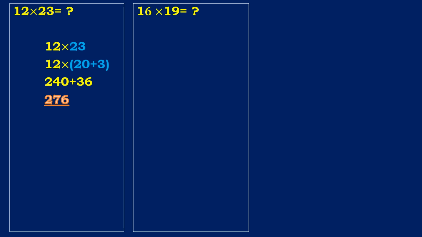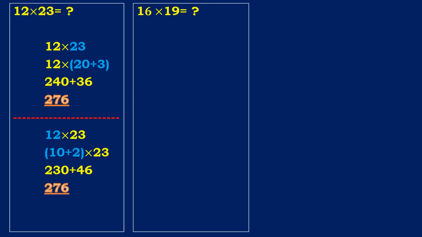The other way of doing the same calculation is to split the number 12 into two parts, 10 and 2. We take 23 into 10 is 230 and 23 into 2 is 46. 230 plus 46 is 276. We get the same answer, 276, without writing any of the steps on paper.